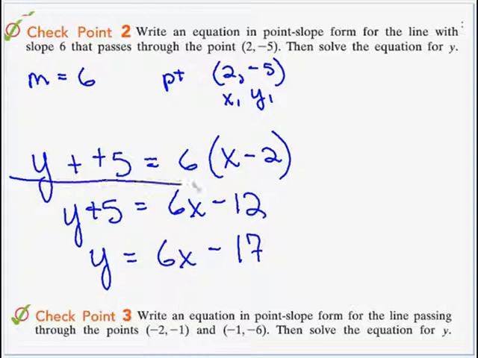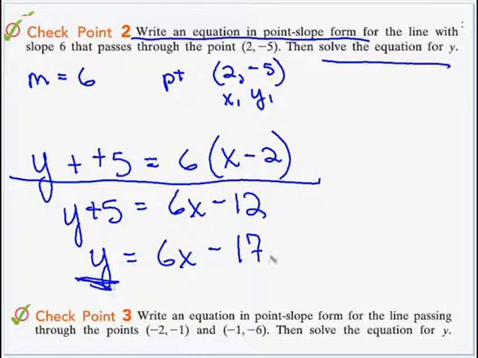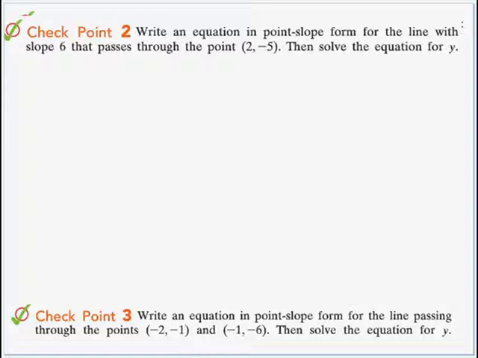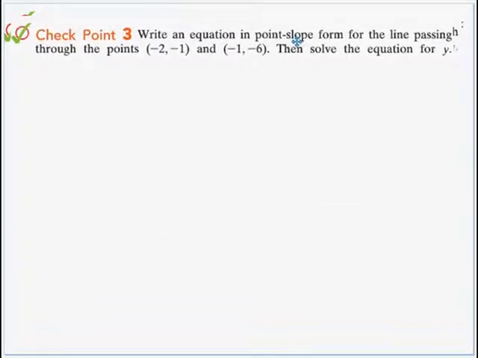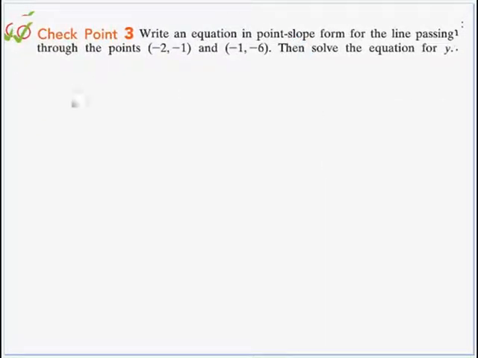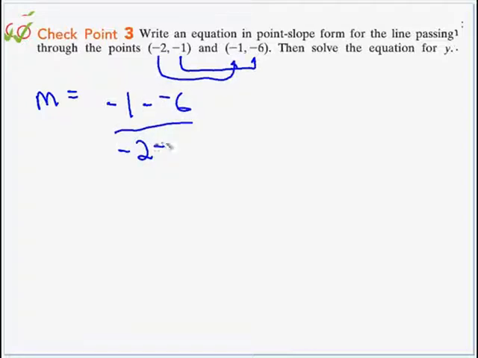So here's our point-slope equation, which they asked us for at the start of the problem. Write the equation in point-slope form. And then we solve for y, and here we have y equals our 6x minus 17. Okay, this problem is basically the same thing, but with a little more work. First, we have to find the slope. And this time I'll go left to right. Minus 1 minus a -6 divided by -2 minus a -1.